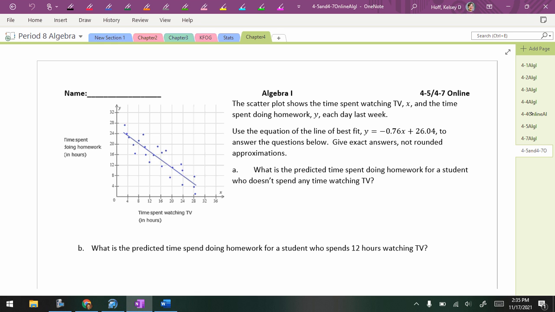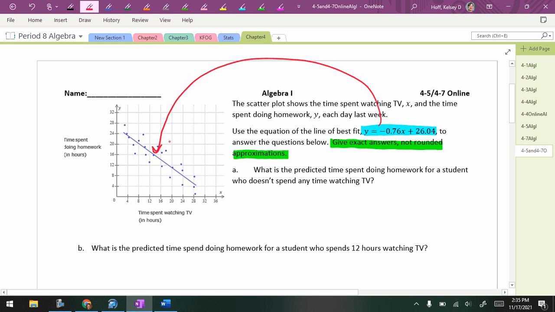Okay? The scatter plot shows the time spent watching TV, X, and the time spent doing homework, Y, each day last week. Use the equation of the line of best fit, y equals negative 0.76x plus 26.04, to answer the following questions. Give exact answers, not rounded approximations. Meaning, that's a hint. If you get something crazy and bizarre, chances are you screwed up. Okay? So they're telling us, here's the line of best fit. That's the equation that represents that line.